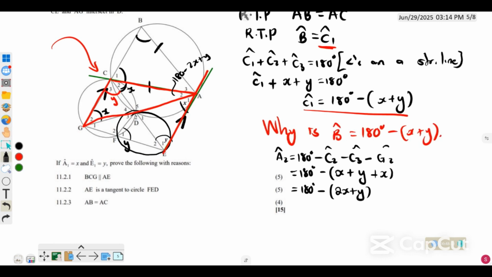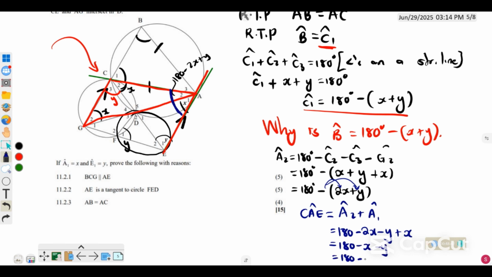And what did we say we are looking for? We want this whole angle, the angle CAE. The angle CAE will be equal to the angle A2 plus A1. Do we have A1? Yes, A1 is X. A2 we just calculated to be 180 minus. If I expand that, I'm getting minus 2X, minus Y, plus A1, which is just X. Think about it: 180 minus 2X plus X is minus X minus Y. I can factor out the minus 1, which gives us X plus Y.